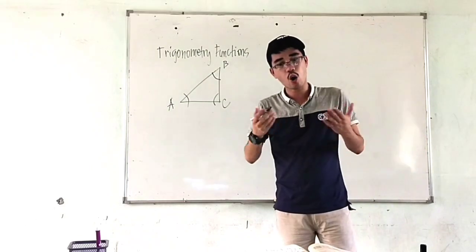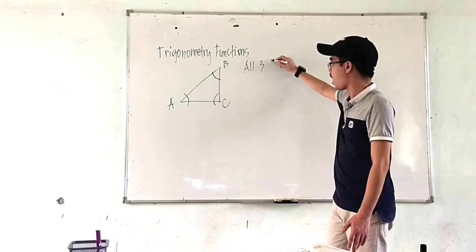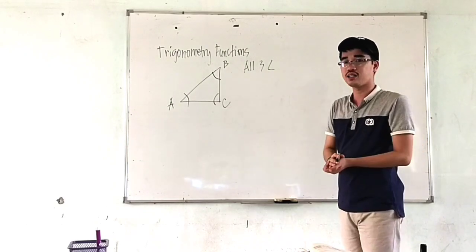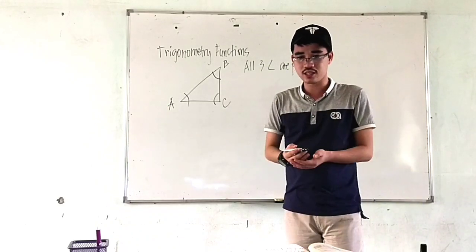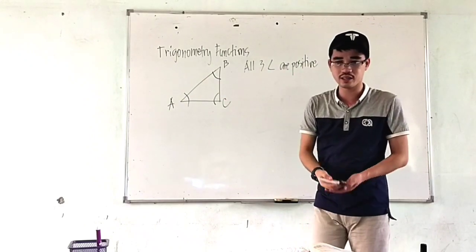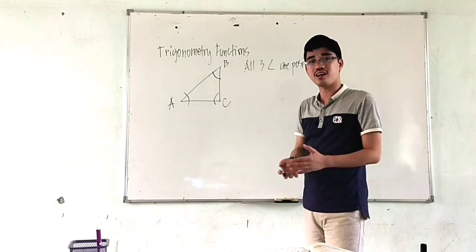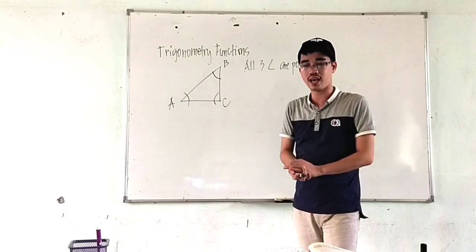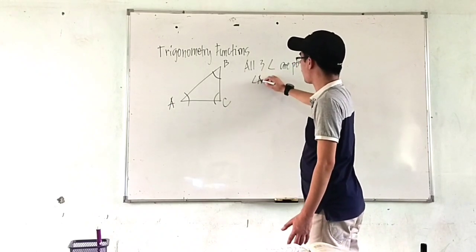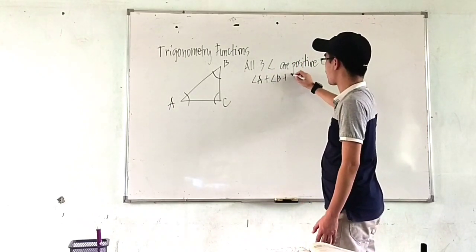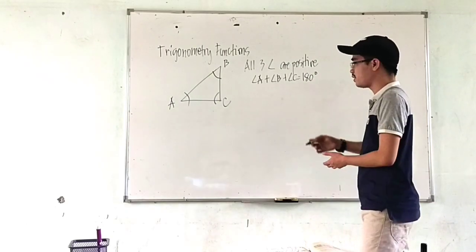So here, all three angles are positive. Ito pong tatlong angles, all three angles, this is the sign for angles, are positive. Wala pong negative sa kanilang tatlo. Next one, the sum of the three angles is equivalent to 180 degrees. We can write there angle A plus angle B plus angle C is equal to 180 degrees.